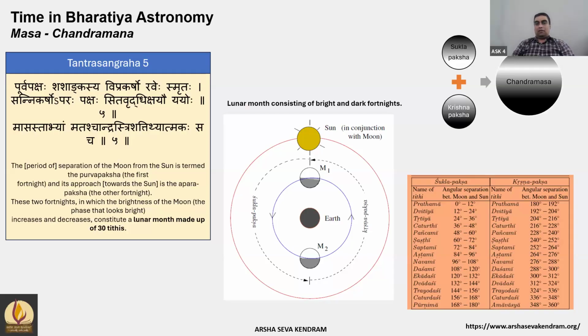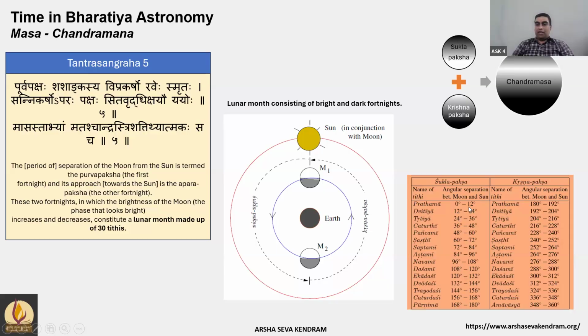So I think nothing more to explain here. We all know this concept. So yeah, the names of the tithis: Prathama, Dvitiya, Tritiya, Chaturthi, Panchami, all the way till Purnima. And then this is the Shukla Paksha, and then the Krishna Paksha, you have again Prathama, Dvitiya, all the way till Amavasya. Right? Now, what exactly is a Tithi?